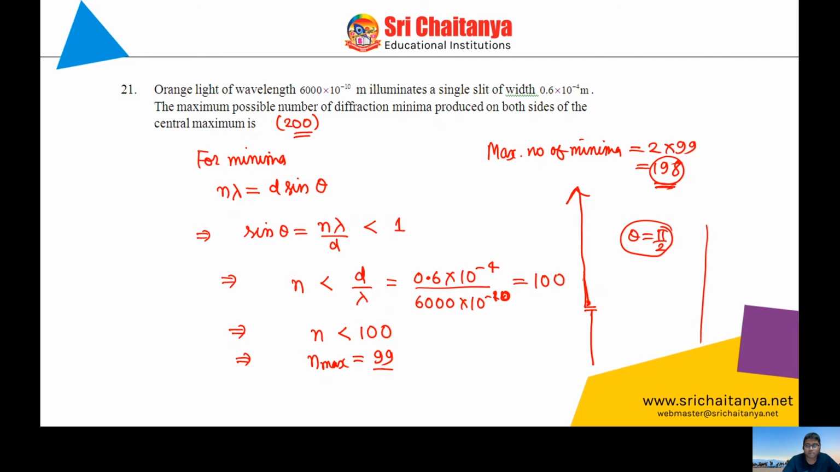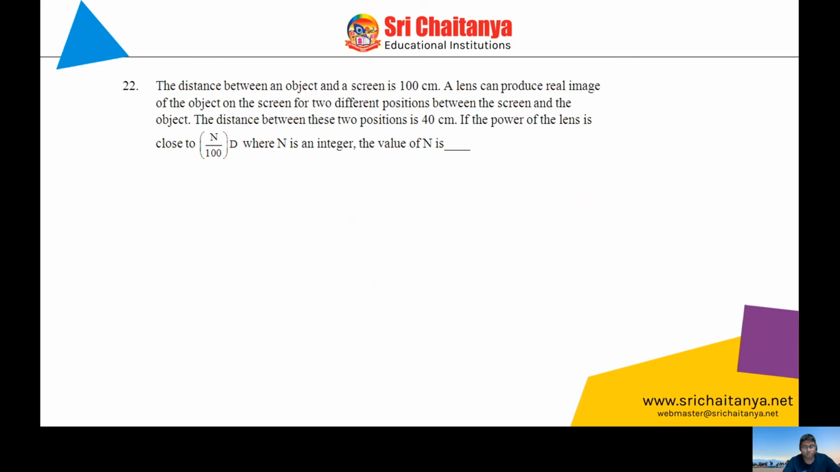Now let's move on to the next question, question number 22. This question is also very simple. It is from the displacement method of measuring the focal length of a given lens. Let's look at the data. The distance between an object and the screen is 100 centimeters. The lens can produce a real image of the object on the screen for two different positions between the screen and the object, and the distance between the two positions is 40 centimeters. So the displacement is given as 40 centimeters, and you are required to find the focal length of the lens.